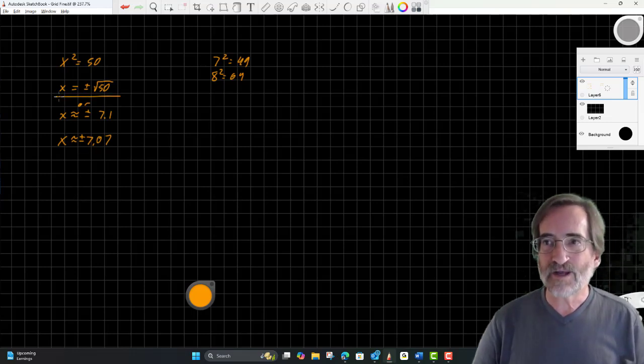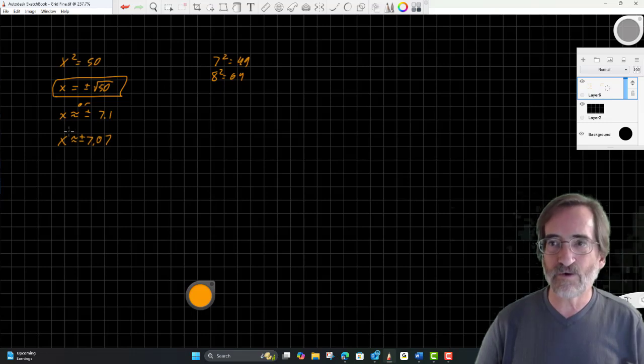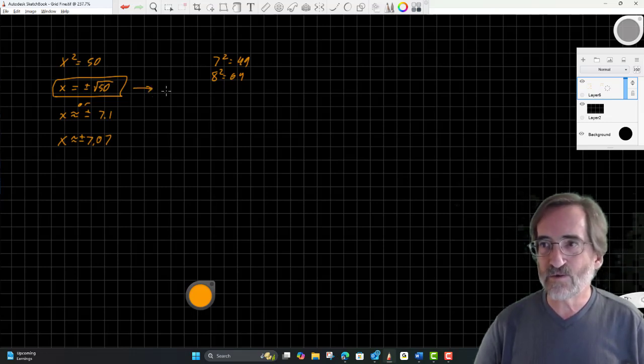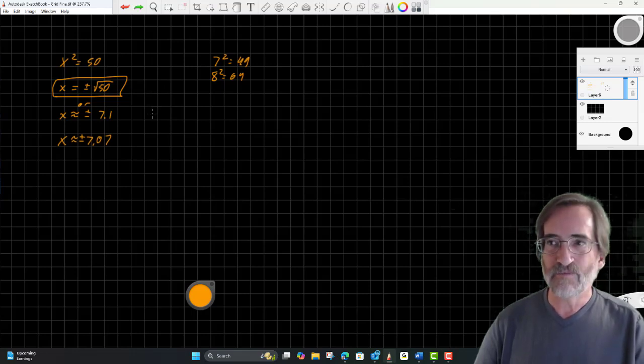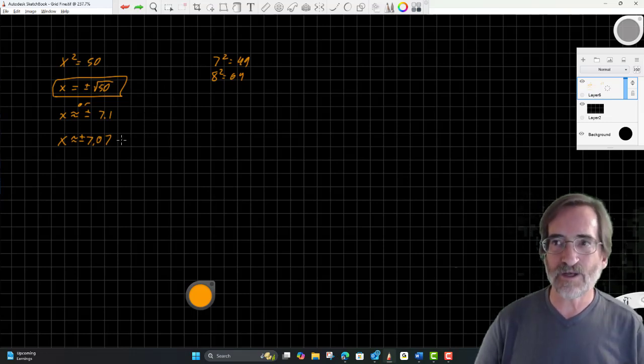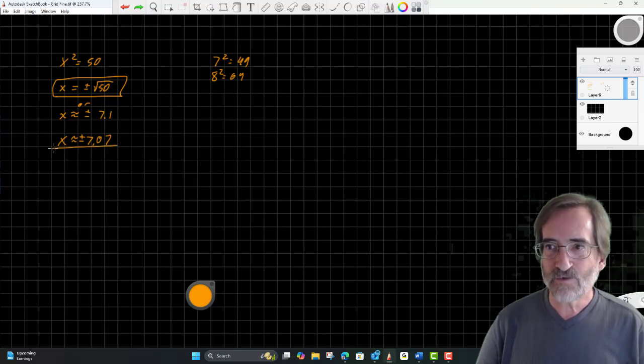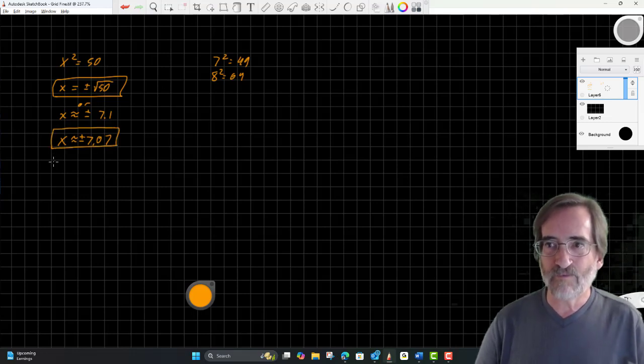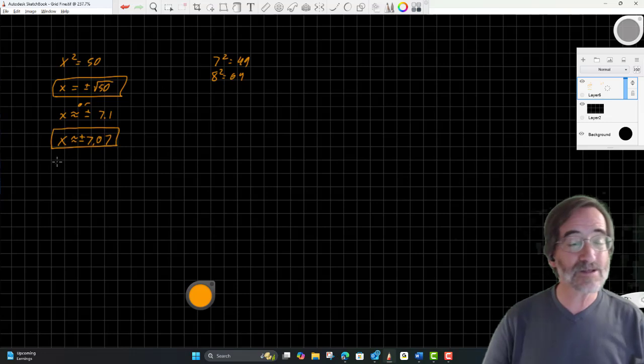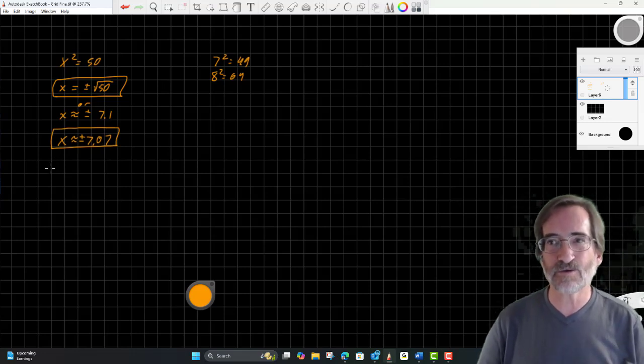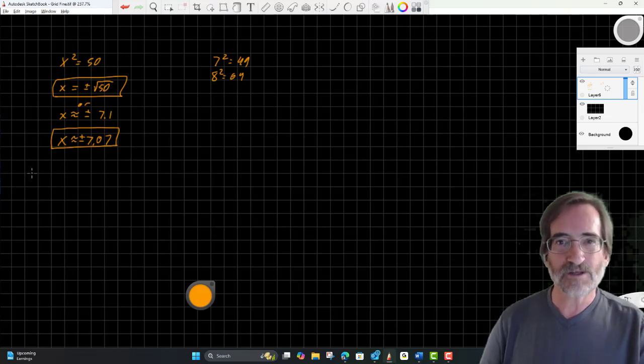Exact solution, leave it the square root of 50. By the way, we do simplify square roots. I'm not sure that is a topic of this lesson, so I won't go there right now. Square root 50 will do. And then approximate solutions. Not exact, because there is no exact solution to the square root of 50. It's an irrational number.